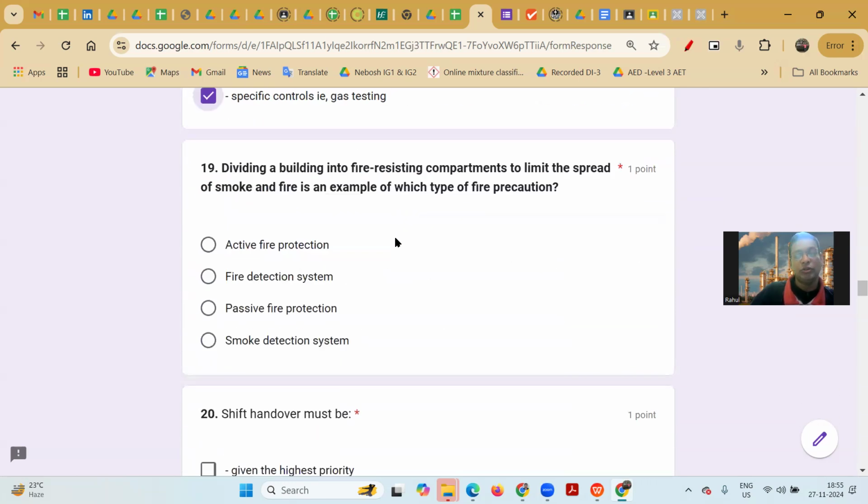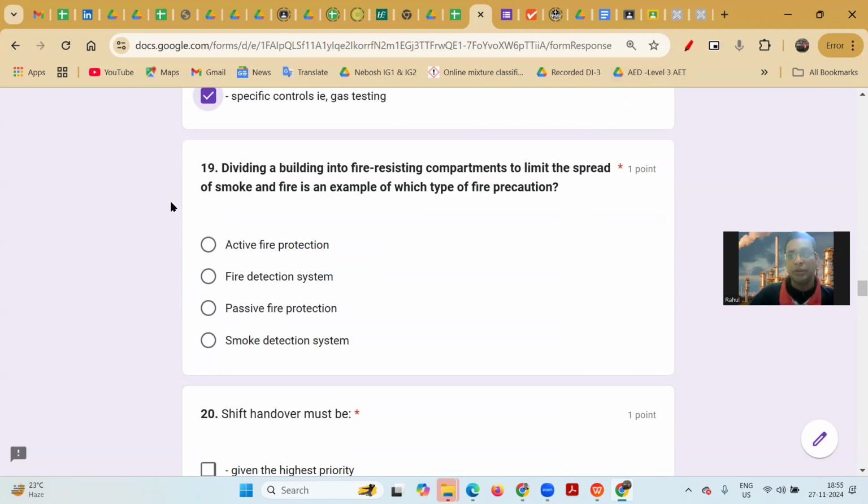Then question number 19: dividing a building into fire resistance compartments to limit the spread of smoke and fire is an example of which type of fire protection? So we are going to have a compartment. We have two types of systems: one is the active fire protection system, and another one is the passive fire protection system.